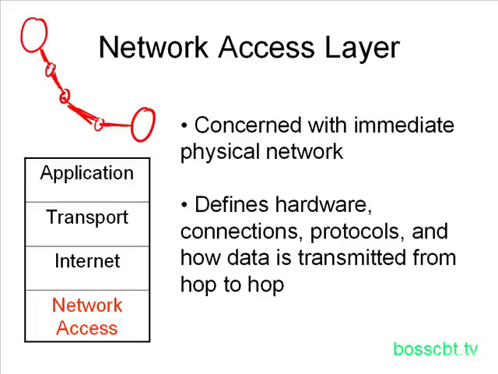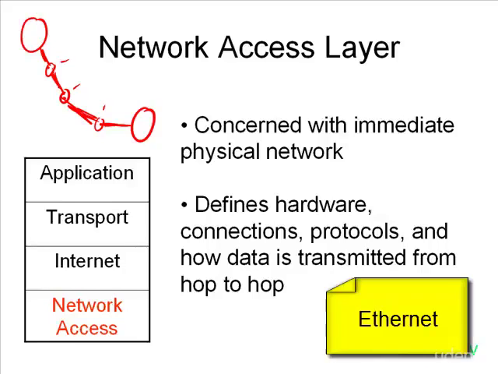Okay, so at the network access layer, we deal with things like hardware, the different types of connections, the different protocols used, and how data is transmitted from one hop to the next, quite literally. Now, a good example of a protocol at the network access layer is Ethernet. And we talk a lot about Ethernet when we talk about local area networks.